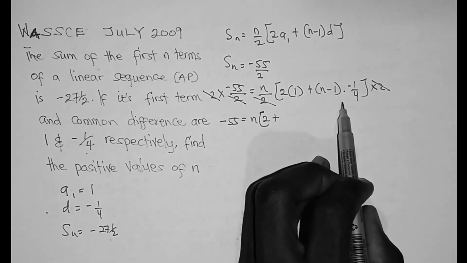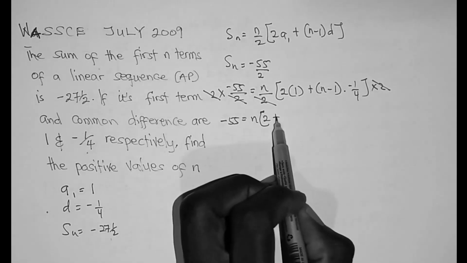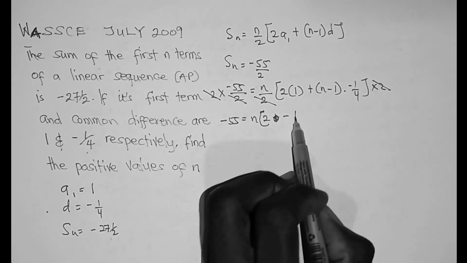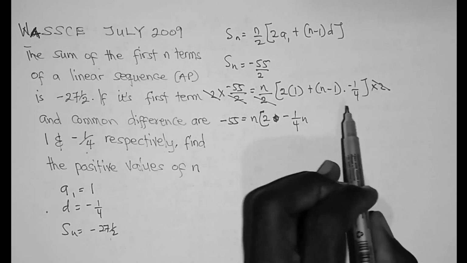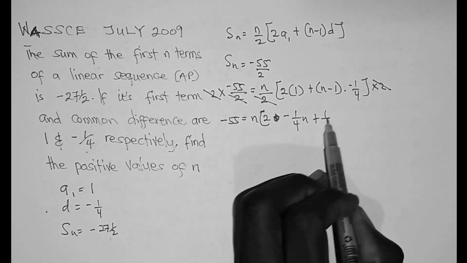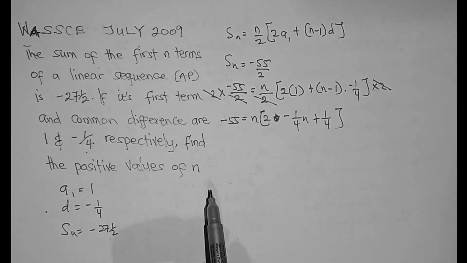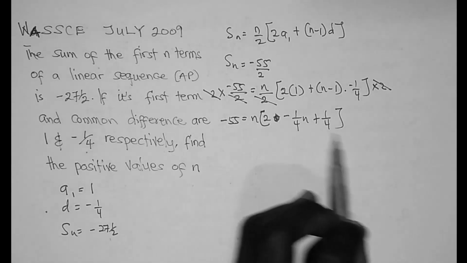into brackets. Let me expand this bracket. Minus 1 over 4 times n. So this becomes minus 1 over 4n. And minus 1 over 4 times minus 1 becomes plus 1 over 4. So let me multiply through by n.